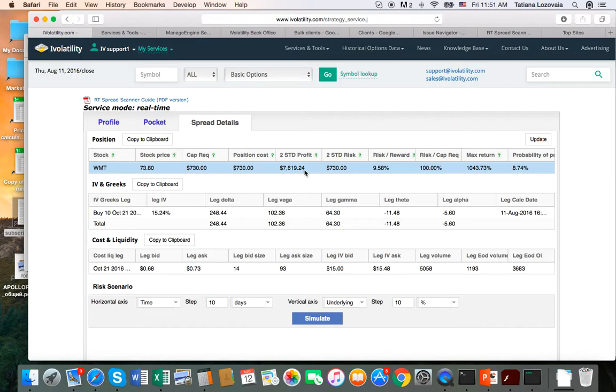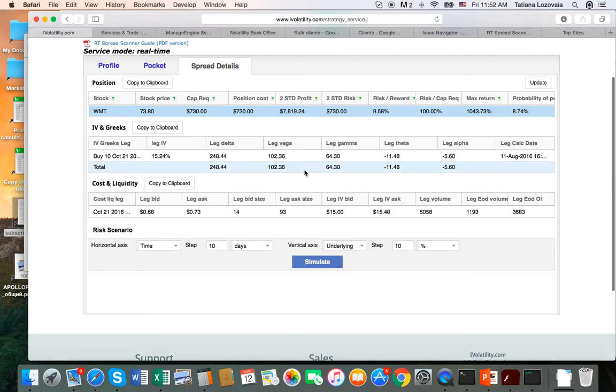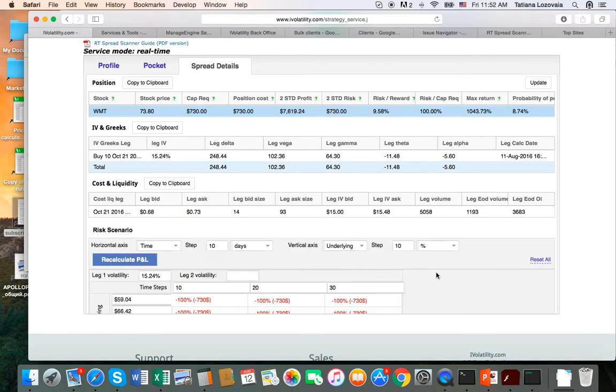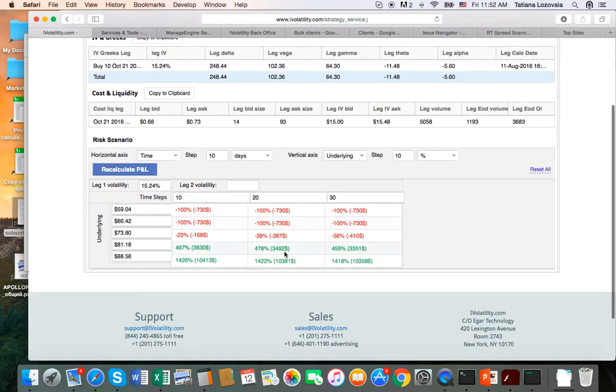So what can we do? We can quickly check what happens with our profit and loss if time changes and if price changes. So as we see, if price goes down, we are limited to $730. That's basically what we paid for this option. That's the maximum we can lose. If price goes up, that's good for us.